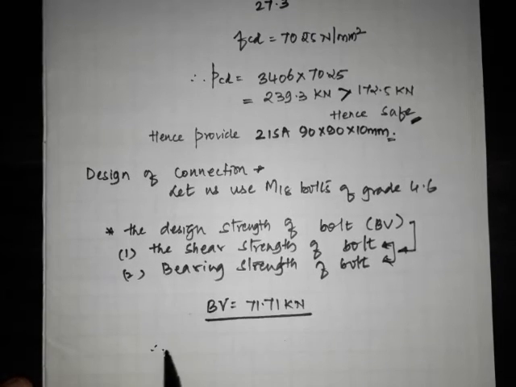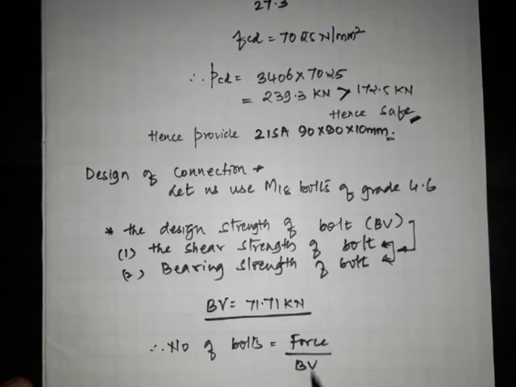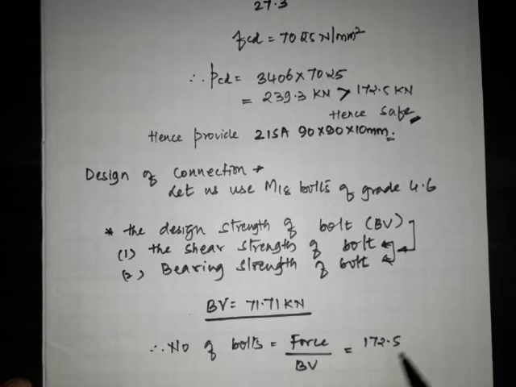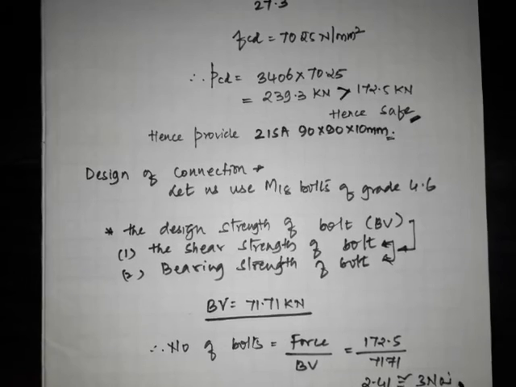So the number of bolts is equal to force divided by bolt value. The force is 172.5 divided by bolt value 71.71. So we get 2.41, nothing but 3 numbers. So we have to provide three bolts for making the connection.